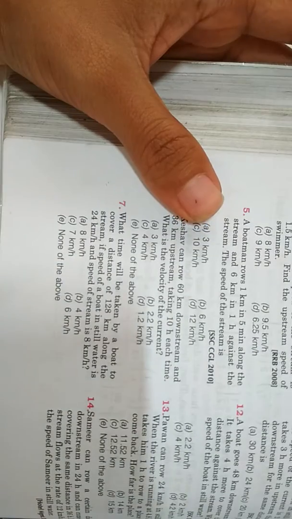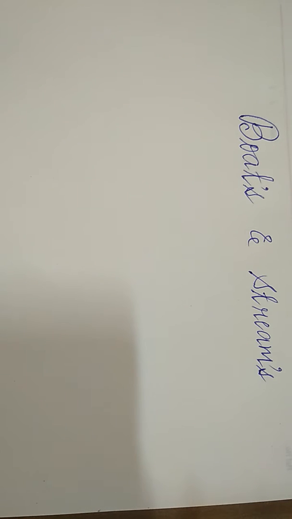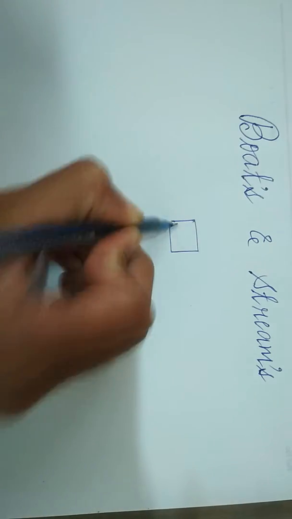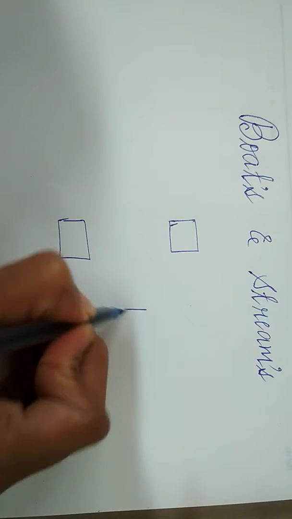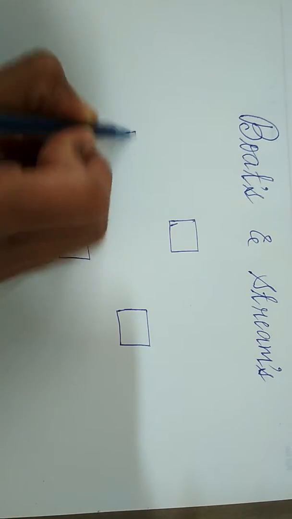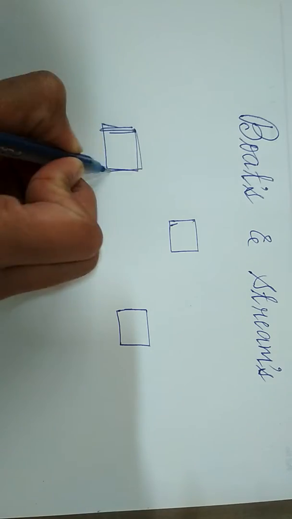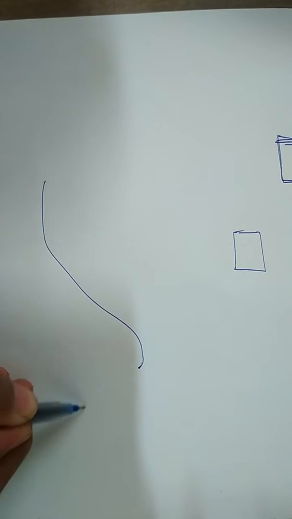So before starting with the actual examples, I will let you know about a very good concept of boat and streams. The concept is very particular and it is only about 4 boxes. One is at north, another one is at south, the third one is at east, and the fourth one is at west. Why are these 4 boxes there? These are due to a river and a boat in that river.